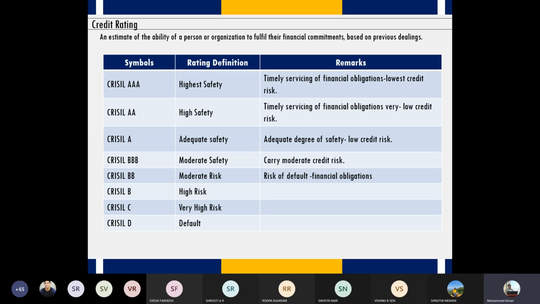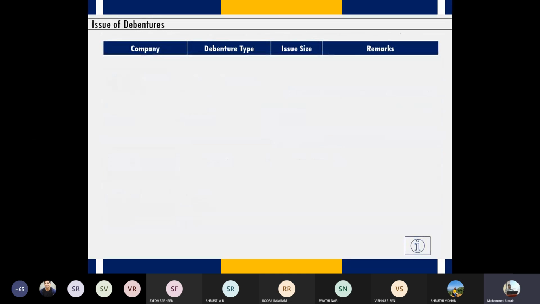Similarly, double A means very low credit risk, right? Then A again. So the moment you go down, the risk starts accumulating. So D means 100% the company will default, right? These are different ranking parameters, and it becomes quite easy for people like me and you to look at the rating and then come to a decision whether we should subscribe or avoid. So it's quite easy.